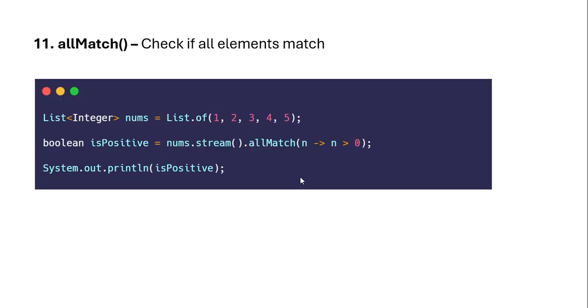Similarly, there is something called allMatch. Earlier we saw anyMatch. Here the condition should be satisfied for all the elements in the list. Here we are checking if the number is greater than 0. So all the numbers are greater than 0, and it's going to print true here. Even if one of them doesn't satisfy the condition, it is going to give false. So ideally it is used to check the condition for all the elements here.